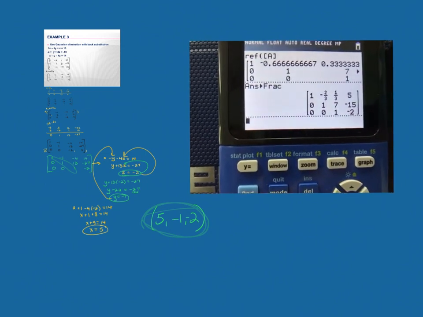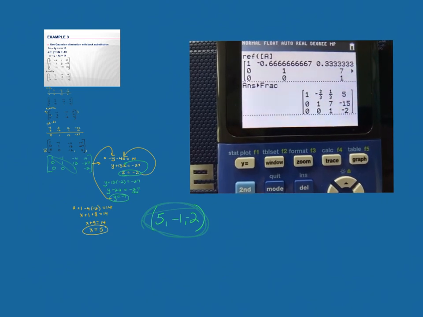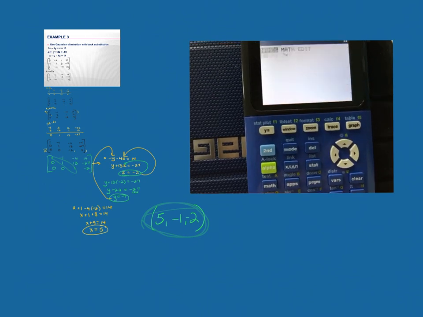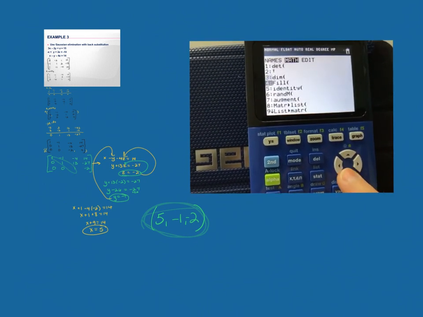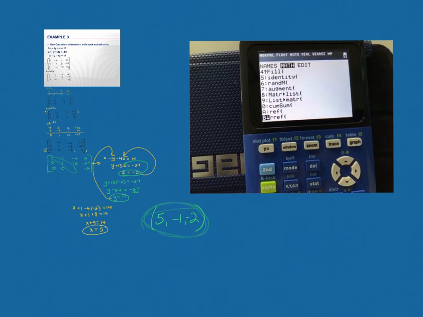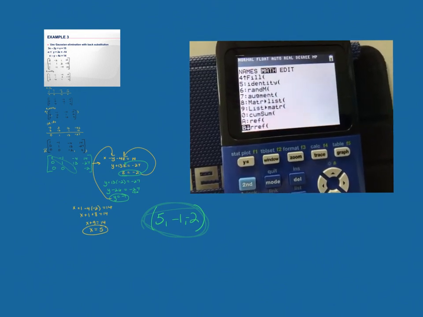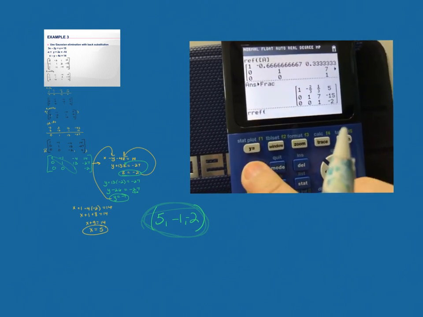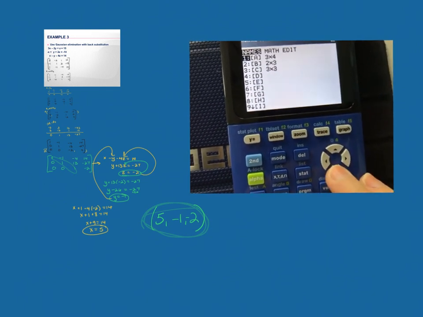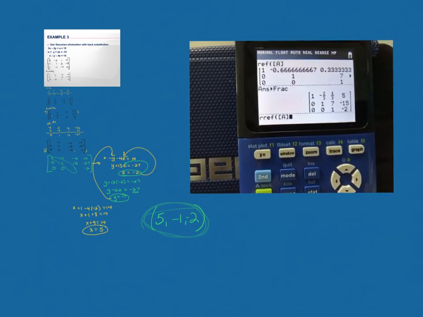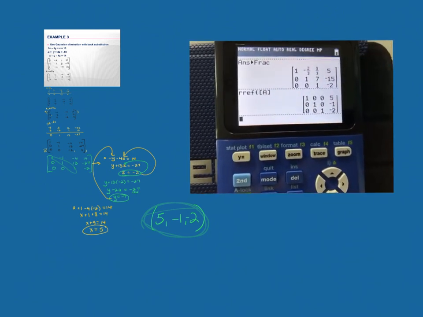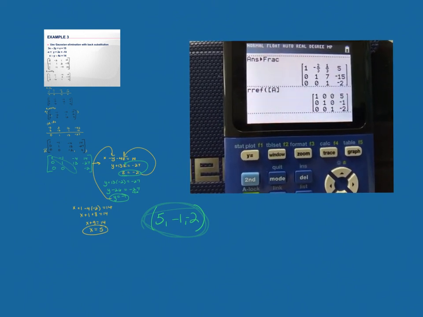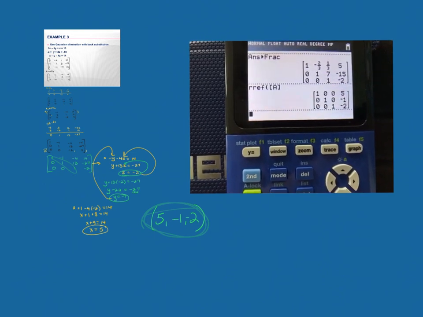Okay, but I could go one step further, get this into reduced row echelon, and it gives me my answer. So if I go back to the matrix menu, second, x to the -1, I go over to math, I go all the way back down again, and there's an RREF, which is reduced row echelon form. Hit that, go back to the second matrix menu, hit A, because that's where this matrix is, hit enter, and there's my solution in reduced row echelon form. X is 5, Y is -1, Z is -2.